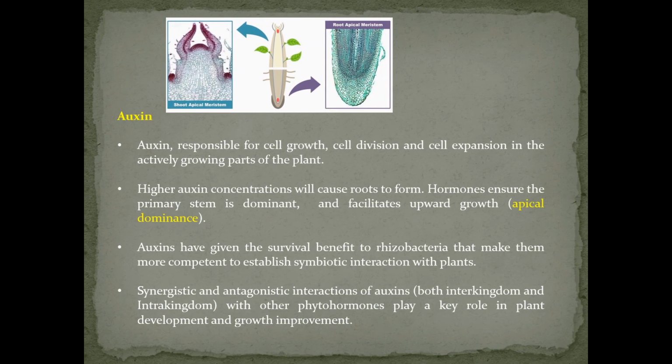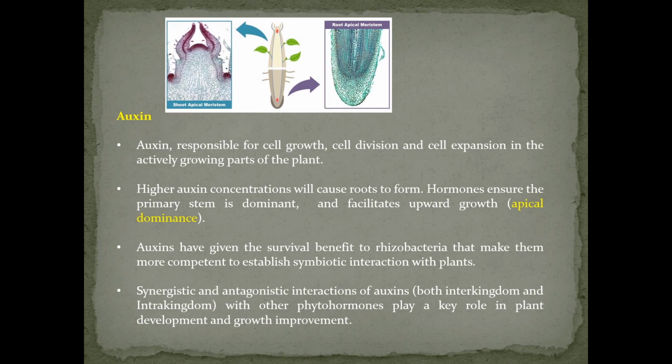Auxin is responsible for cell growth, cell division and cell expansion in the actively growing parts of plants. A higher auxin concentration will cause roots to form. It is a hormone that ensures the primary stem is dominant and facilitates upward growth. This is apical dominance, the main process involving auxin.